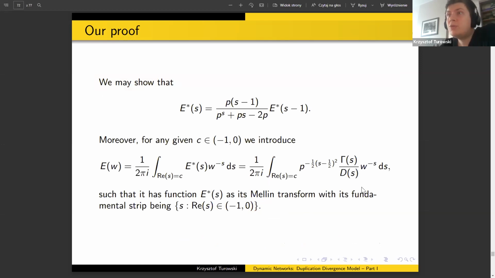And next, we use the reverse Mellin transform, and we show that indeed it is the case. So first, from the definition, it is straightforward to prove that many terms cancel out, and there is this recurrence. And we apply reverse Mellin to obtain a formula for E of W.